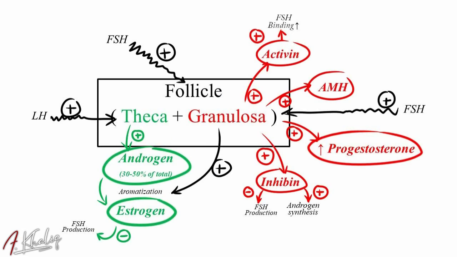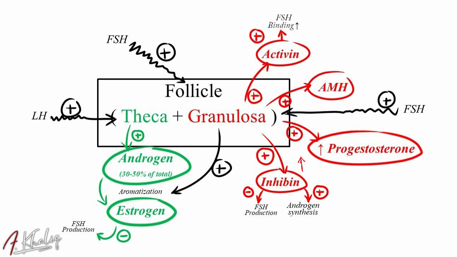Now, this is the summary. You get the FSH secretion from the pituitary, which is going to stimulate the follicle. The follicle has theca and granulosa cells. When you stimulate the granulosa cells, these are going to produce activin. Activin is going to increase the binding for the FSH. One more thing from the granulosa is the anti-Mullerian hormone, and this is going to tell you about the ovarian reserve. Granulosa cells are also going to produce the progesterone, and finally these granulosa cells are going to produce the inhibin.